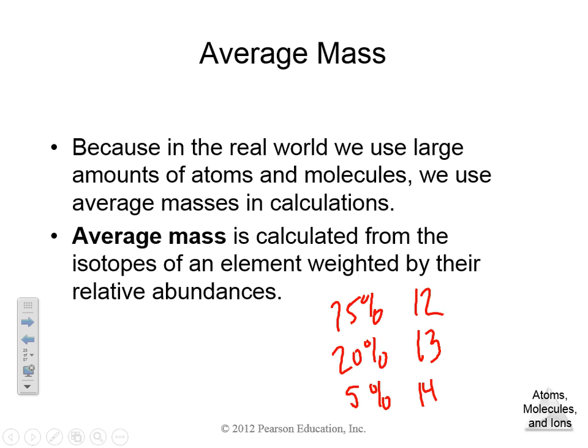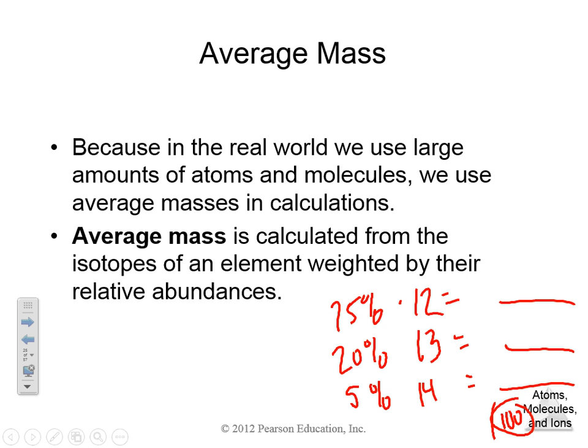And you are going to have to formulate something called a weighted average. So remember last year when you did this, you would take 75 times 12, get a number, 20 times 13, get a number, 5 times 14, get a number, and then you would divide that all by 100, since you had 100%.